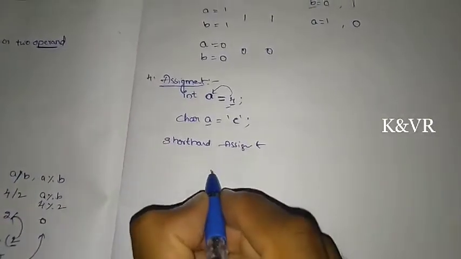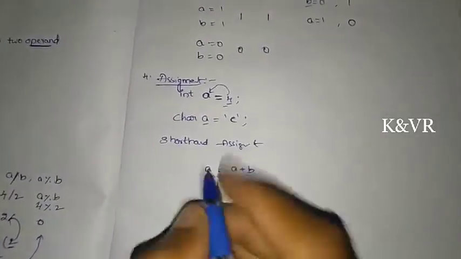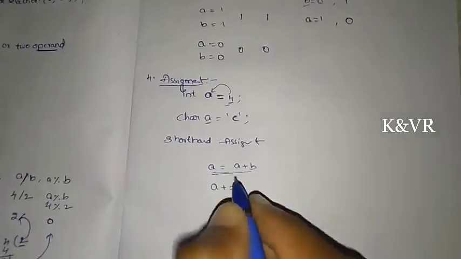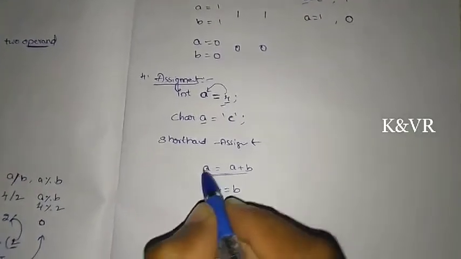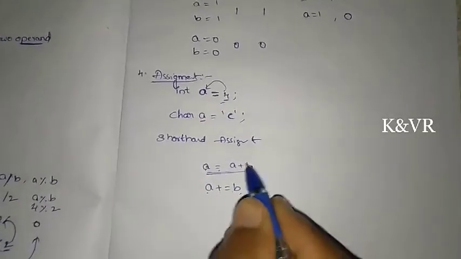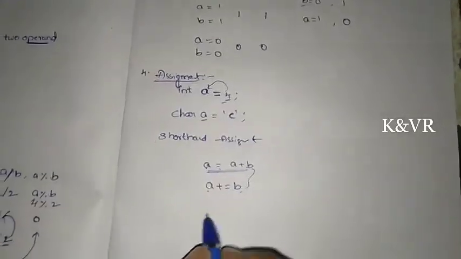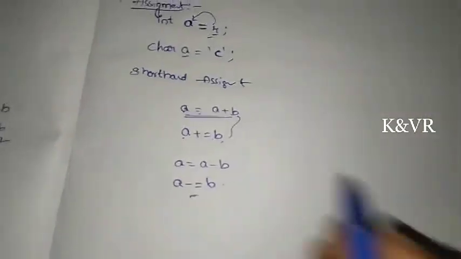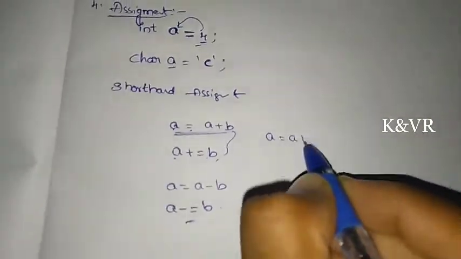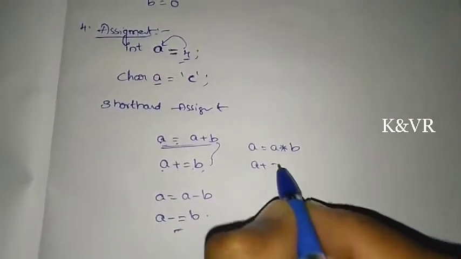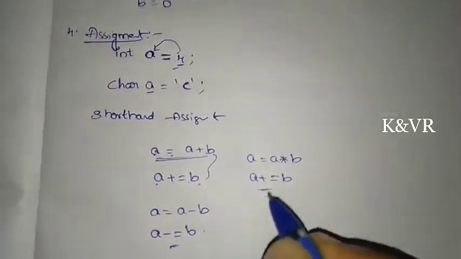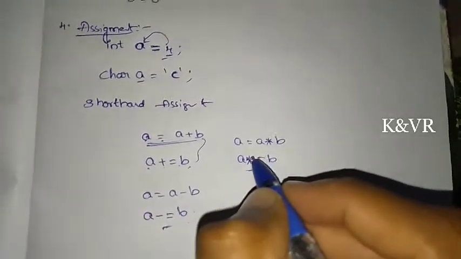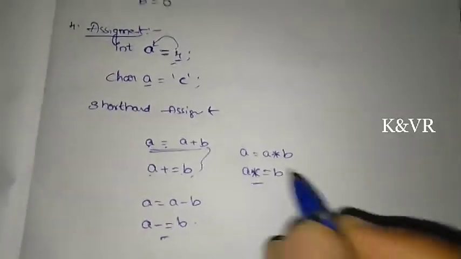Suppose we take A equal to A plus B, right? Shorthand notation for this one is A plus equal to B. These two are equal: A equal to A plus B and A plus equal to B. In the same way, A equal to A minus B means A minus equal to B. This is the shorthand notation for subtraction. A equal to A star B, A star equal to B. This is the shorthand notation for multiplication.